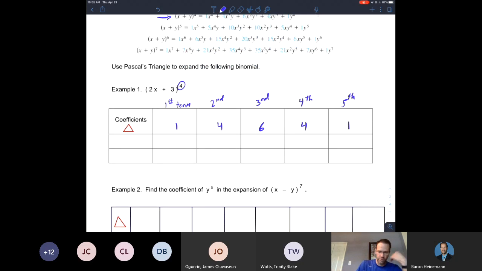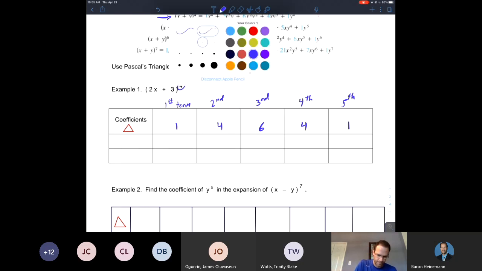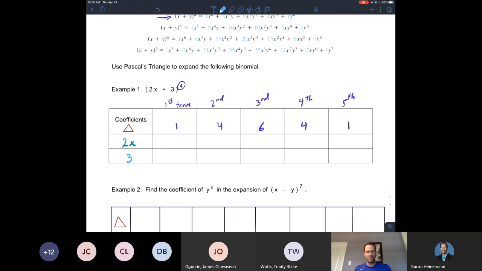All right, so in your first column, I've got coefficients going across the first row. The expansion of the x term, the first term, goes across the second row. And the expansion of my second term, which in this case is 3, goes across the third row. So put your Pascal's triangle values across the first row, and the expansion of the first term, 2x. Let me color code this. Let's put the 2x across here, and let's put the 3 across here.